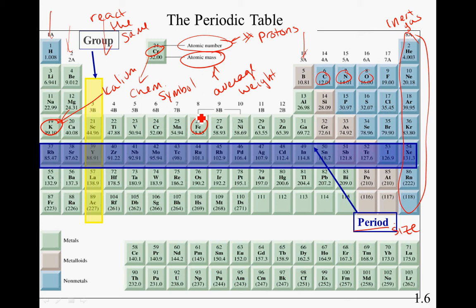There's also some other breakdowns. You see this squiggly line here, this group that's a different color. To the right of it are the nonmetals. To the left are the metals. And these in between have characteristics of both. We're going to talk about those later.